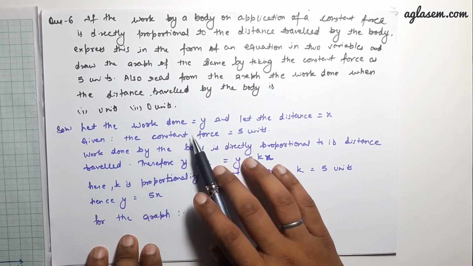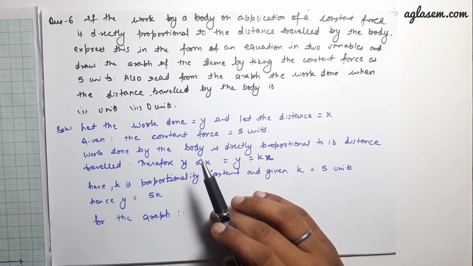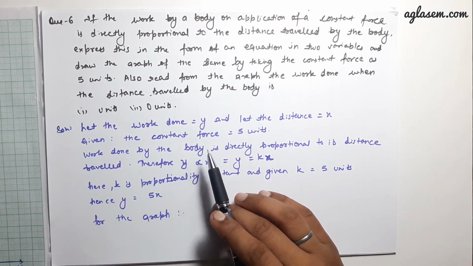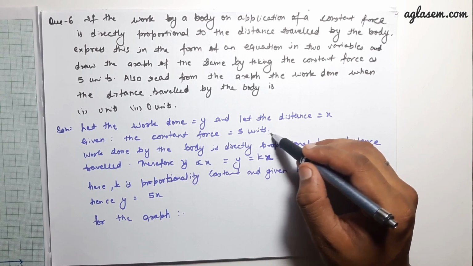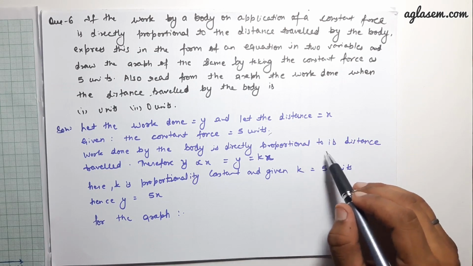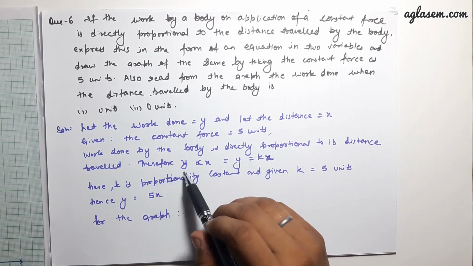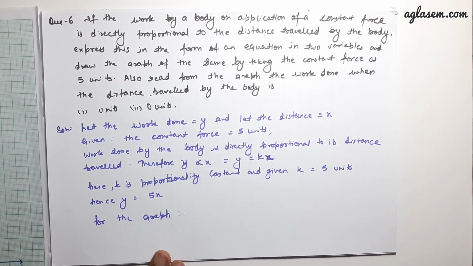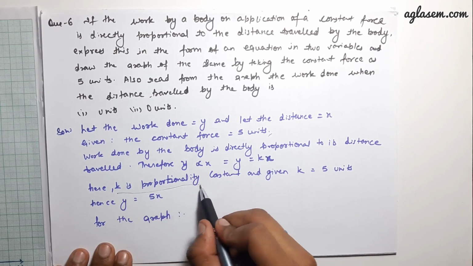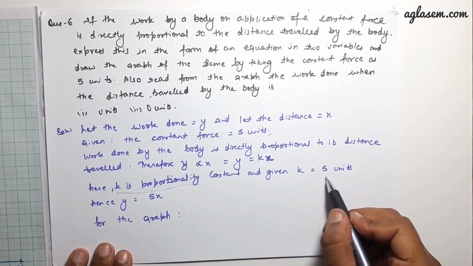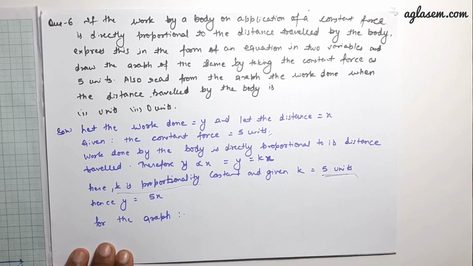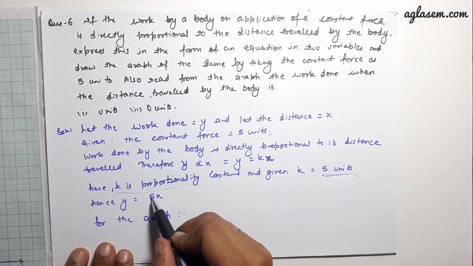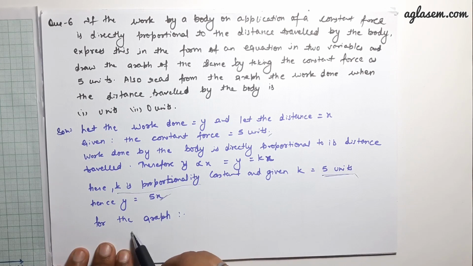Let the work done be y and the distance be x. Given the constant force is equal to 5 units. Work done by the body is directly proportional to its distance traveled. Therefore y is proportional to x, so y equals kx. Here k is the proportionality constant and given k is equal to 5 units. Hence y equals 5x.